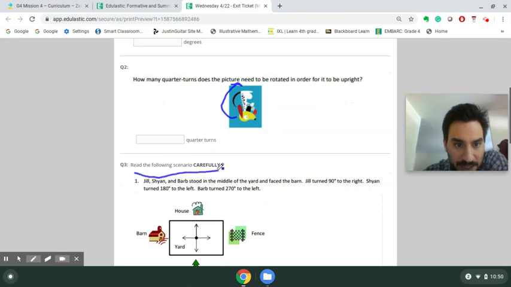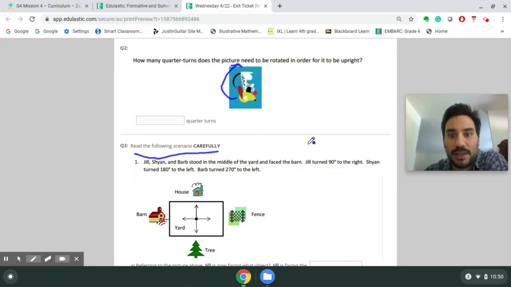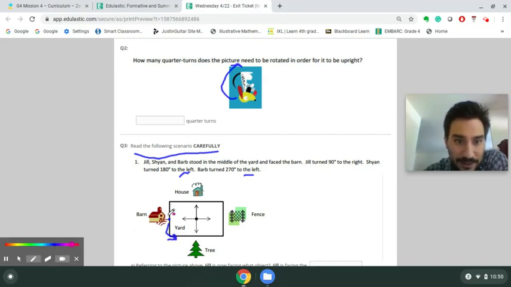Please read question 3 carefully. Jill, Cheyenne, and Barb stood in the middle of the yard and faced the barn. Jill turned 90 degrees to the right. Cheyenne turned 180 degrees to the left. Barb turned 270 degrees to the left. They all start by facing the barn, but some of them turn in this direction. Others turn in the opposite direction. Pink is right. Blue is left.